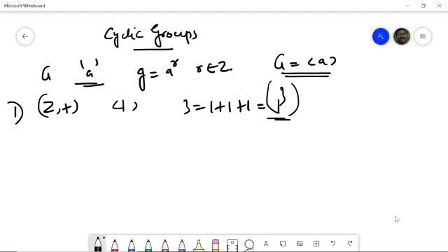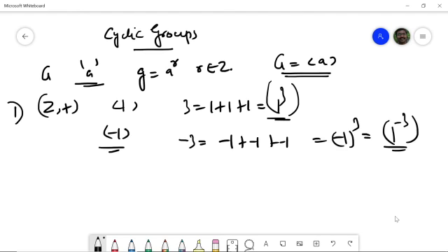This is actually minus 1 cube, and minus 1 is the inverse of 1, so this is 1 raised to minus 3. Similarly, you can see that minus 1 also generates Z, so there can be many generators in a group. In this group there are basically two generators, 1 and minus 1. So we have now discussed an example of an infinite cyclic group.